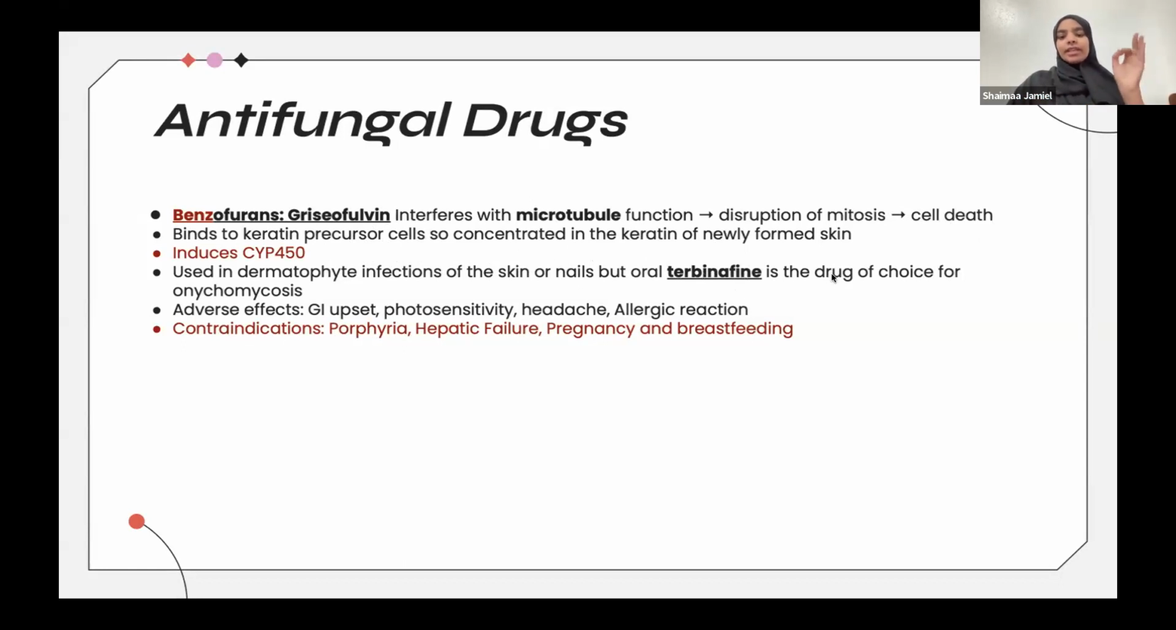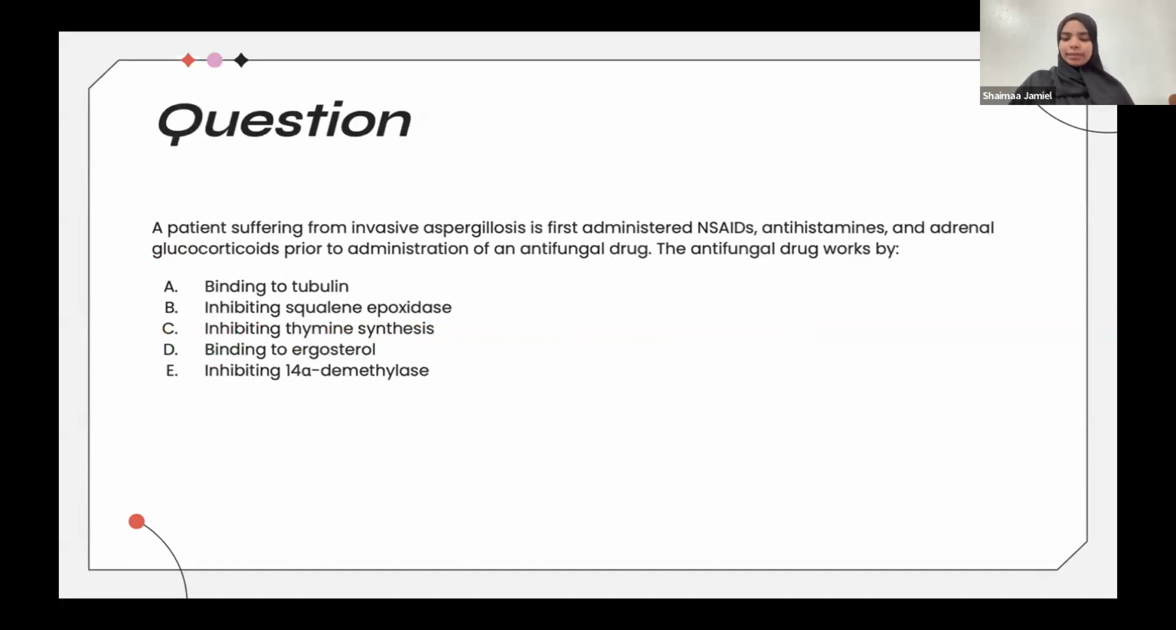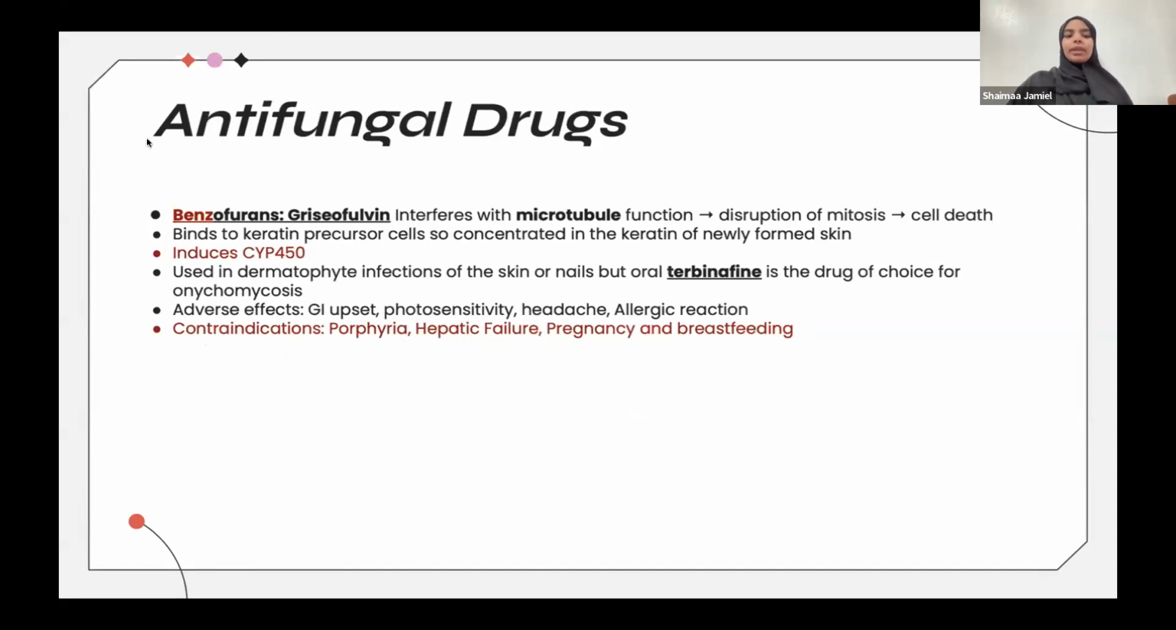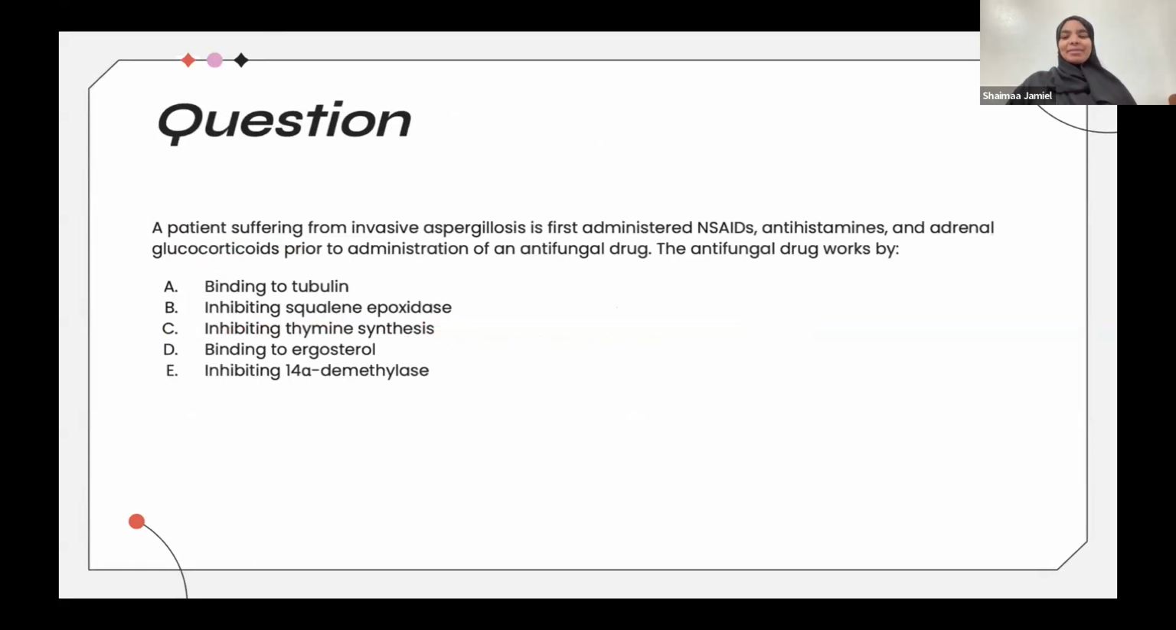But as we said, terbinafine is the drug of choice for onychomycosis, but for skin, maybe you can use griseofulvin. Important, it induces, not inhibits, induces CYP450, and it causes all these general side effects, but including photosensitivity, and it's contraindicated in porphyria, hepatic failure, pregnancy, and breastfeeding. This is the first time I see breastfeeding being mentioned. So yeah, I know this was a lot of information, but we can move on to the question. If you guys have any questions, you can ask that, or we can ask this.